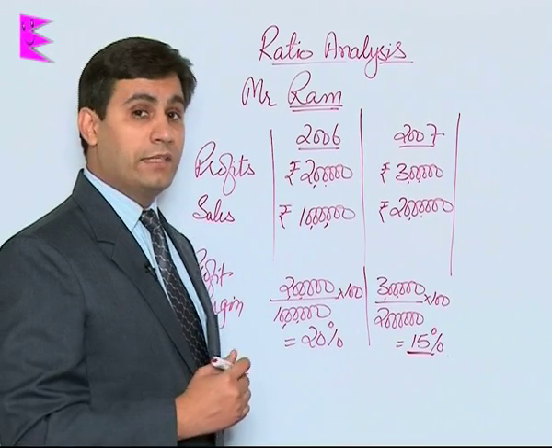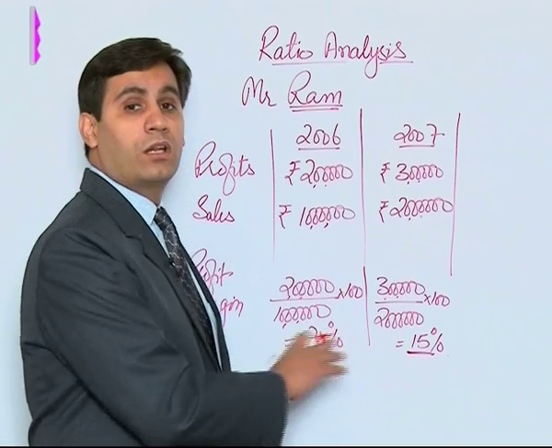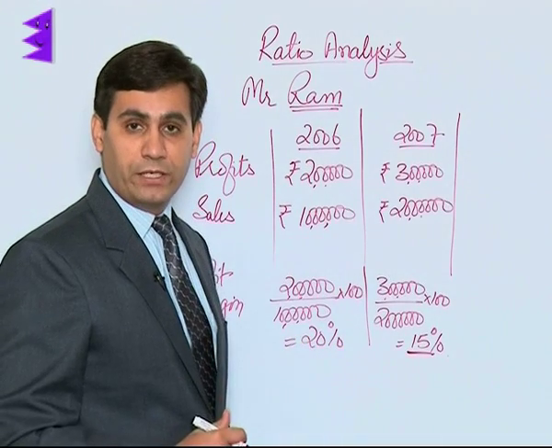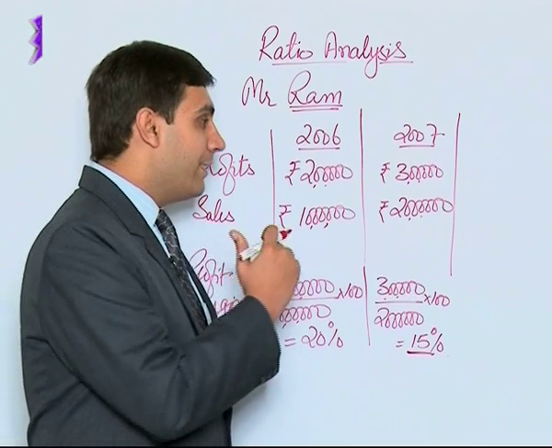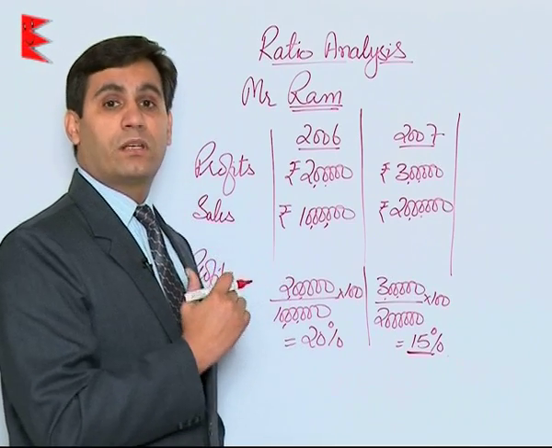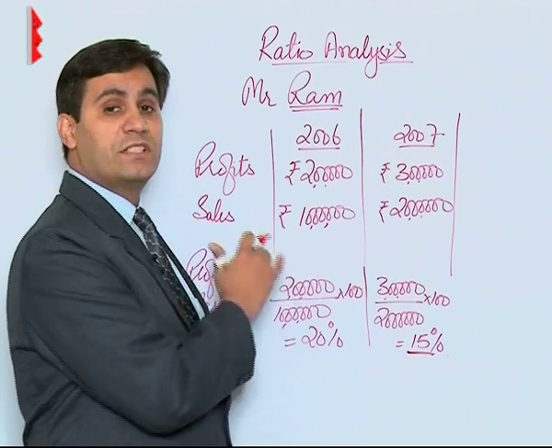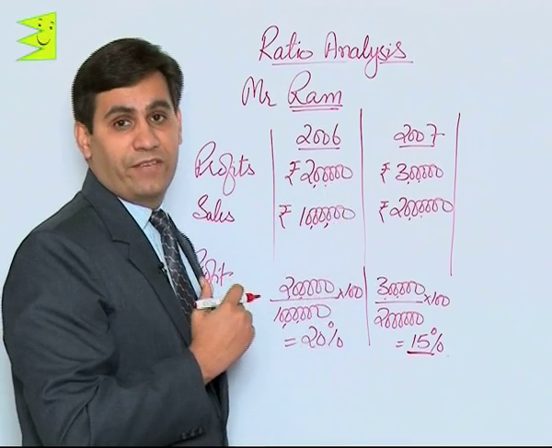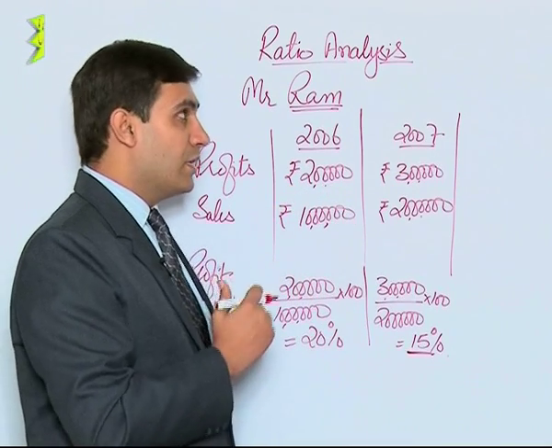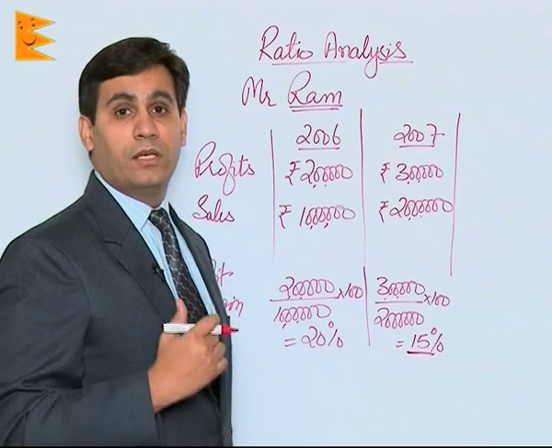That means either your cost has gone up or whatever the factor, you are not running on the same level of profitability. Rather you have gone down. So it is clearly evident that when we used ratio, we can say that the performance in year 2006 was much better than the performance in year 2007. So students, this is how ratio analysis helps to draw out meaningful results.